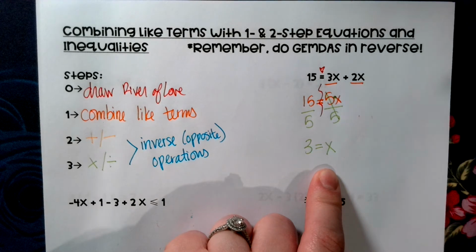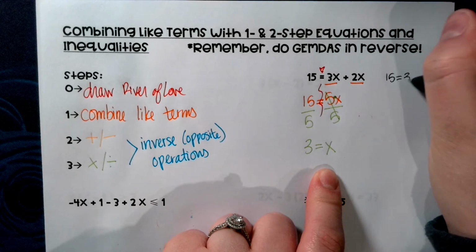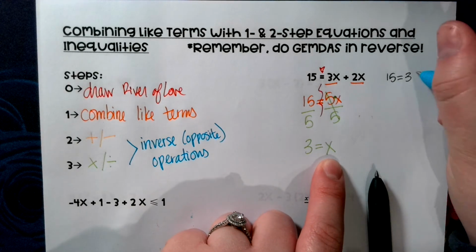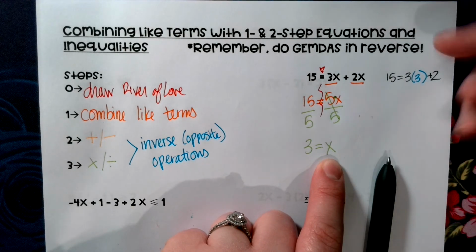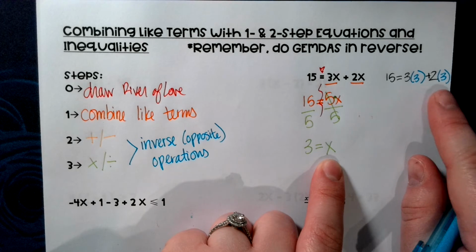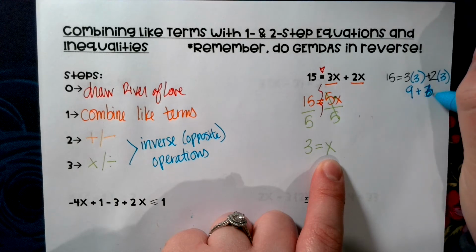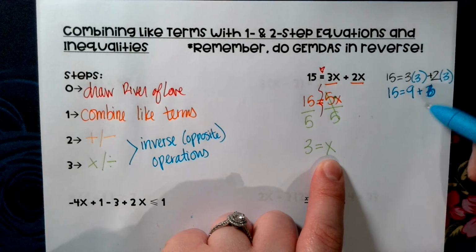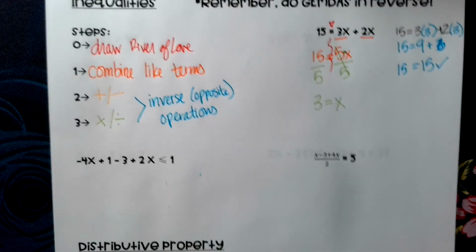We want to plug 3 in for each of these x's. So originally we had 15 is equal to 3 times our x, which was 3, plus 2 times our x, which again was 3. So I need to multiply before I add. 3 times 3 is 9, plus 2 times 3 is 6. Oh, why'd I write a 3? What's 9 plus 6? 15. Does 15 equal 15? Yes, it does. So we're good there. You can always go back and check your work if you're not sure.